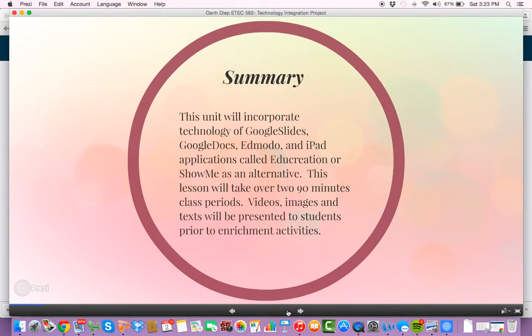In this unit, I will incorporate technology of Google Slides, Google Docs, Edmodo, and Educreations on iPads. An alternative would be the Show Me application. This lesson will take over two class periods of 90 minutes. This is for block scheduling at the high school level. Videos, images, and text will be presented to the students prior to any enrichment activities.